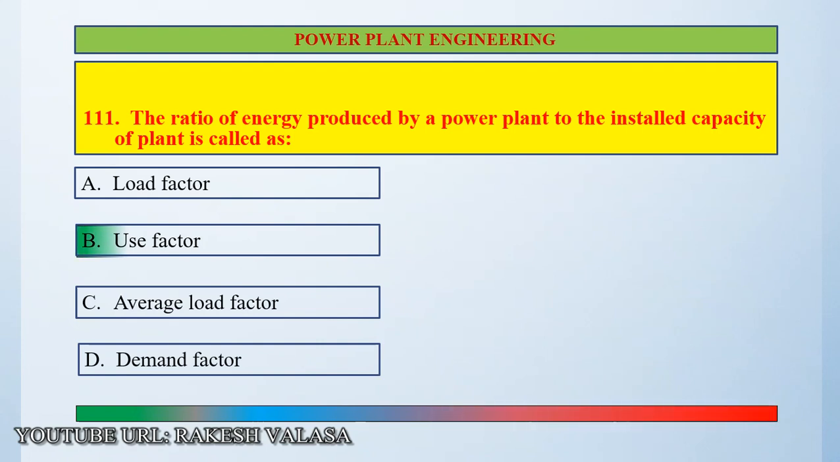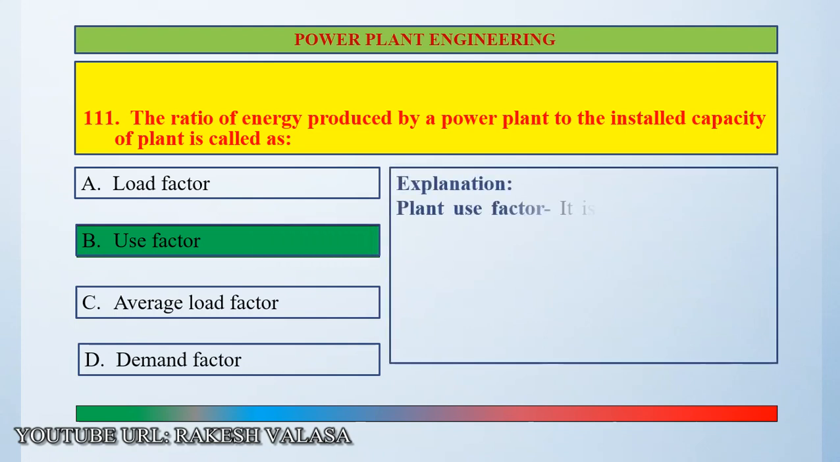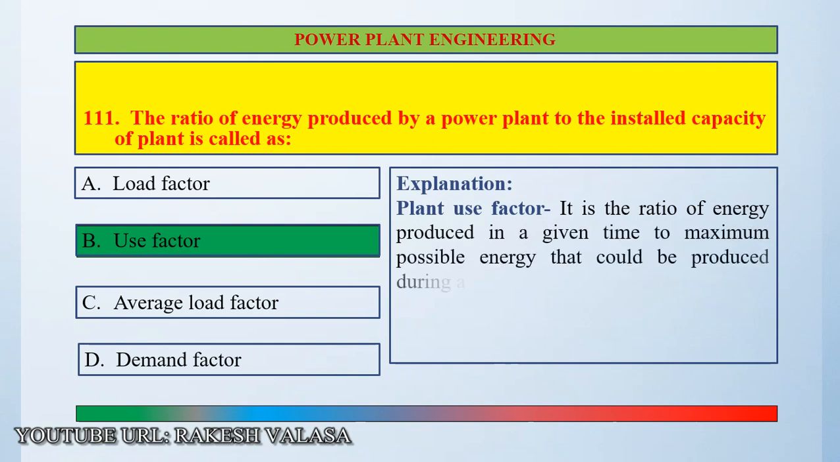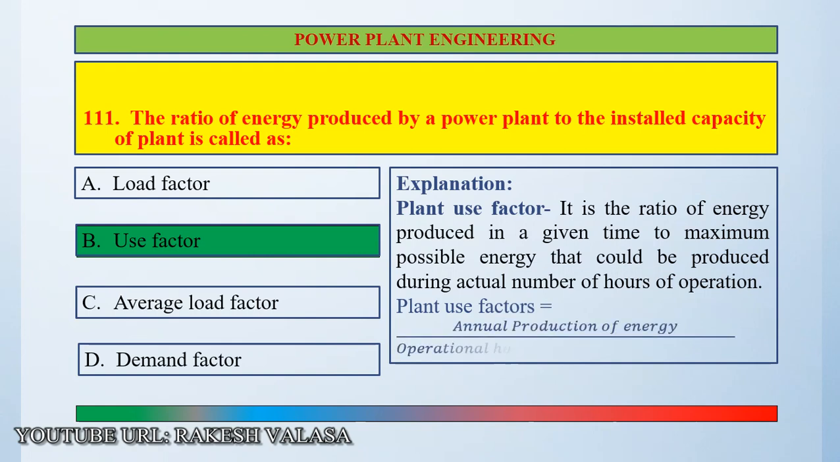The correct answer is use factor. Let us see the explanation. Plant use factor is the ratio of energy produced in a given time to maximum possible energy that could be produced during actual number of hours of operation. So the plant use factor is equal to annual production of energy to operational hours in year capacity of plant.